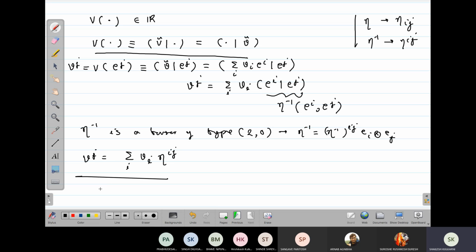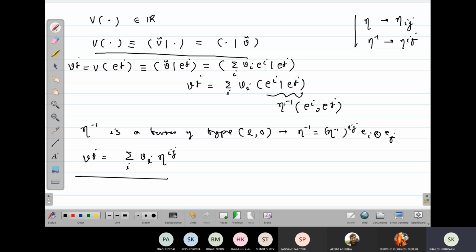Once you have this, then again you can go from covariant tensors to contravariant tensors. So the previous operation was lowering the indices, now we are raising the indices. So I can use eta and its inverse to raise and lower the indices. Clear? And that is why we are calling this the inverse.